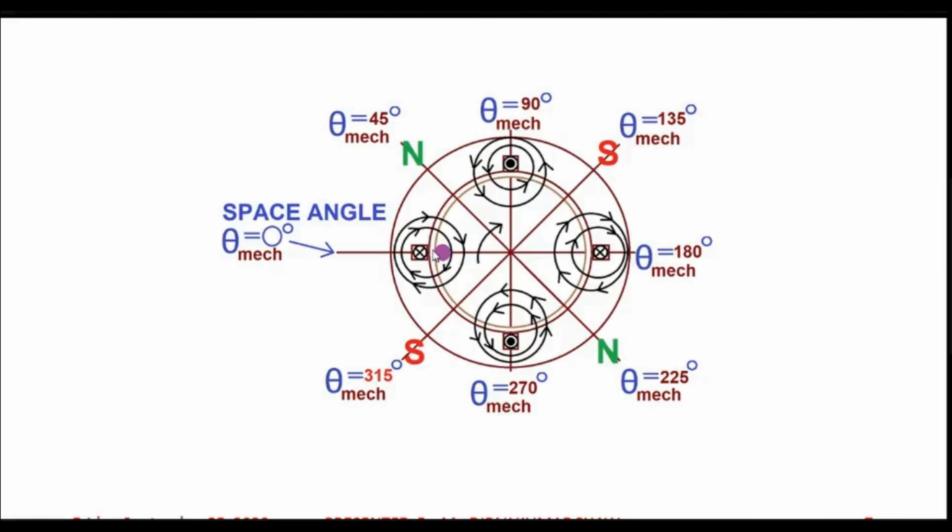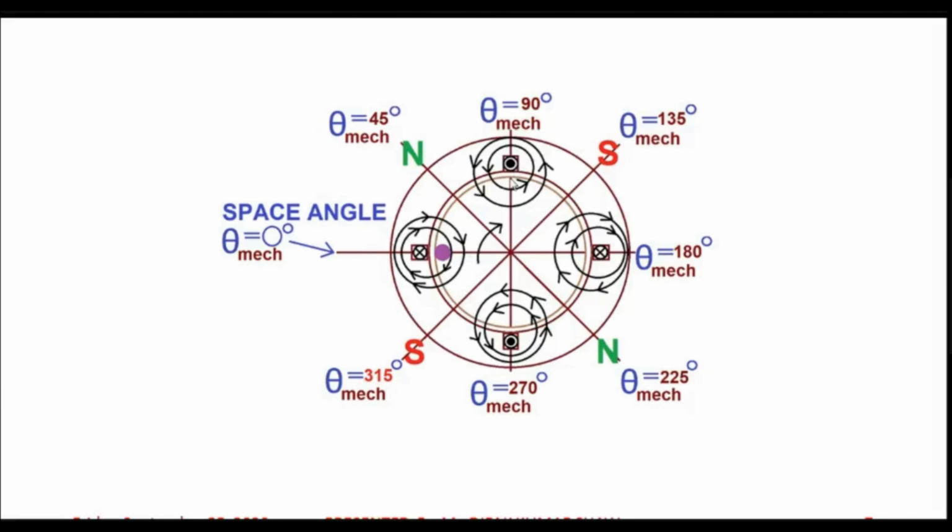So here B value, magnetic flux density, is 0, but at this point at theta mechanical equal to 45 degree, magnetic flux density is maximum, and it is also positive maximum as per our convention, because for the convention which we have adopted, flux under the north pole will be positive and flux under the south pole will be negative. So at theta mechanical equal to 45 degree, there is a positive maximum.